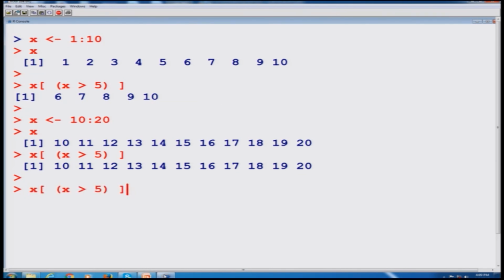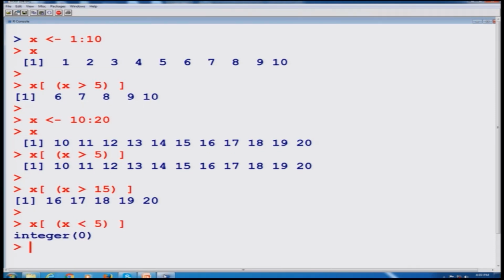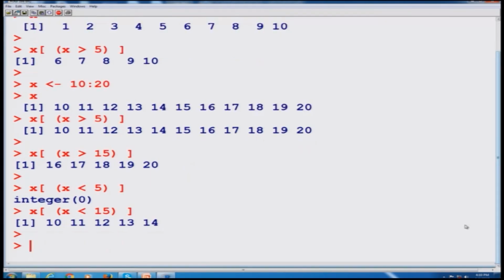But now, if I take all the numbers greater than 15, then this is only 16, 17, 18, 19 and 20. And suppose I try to find all the numbers which are smaller than 5, let us see what happens. There is no value because all the values are greater than 10. So, there is no value which is smaller than 5. But if I say I need all the values which are smaller than 15, then we get 10, 11, 12, 13 and 14.